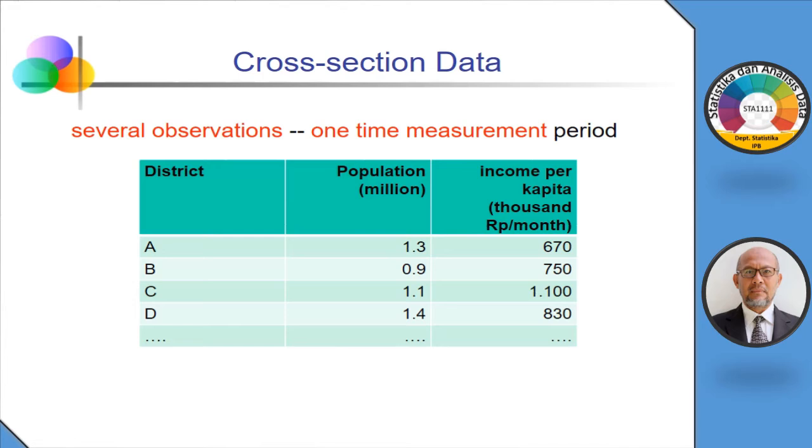This is an example of cross-section data. Remember, several observations, but one time measurement period. For example, we have 4 districts, and then in each district 2 variables will be measured: number of population and income per capita in rupiah per month, for example. So in district A, for example, there are 1.3 million people. District B 0.9, District C and D 1.1 and 1.4.